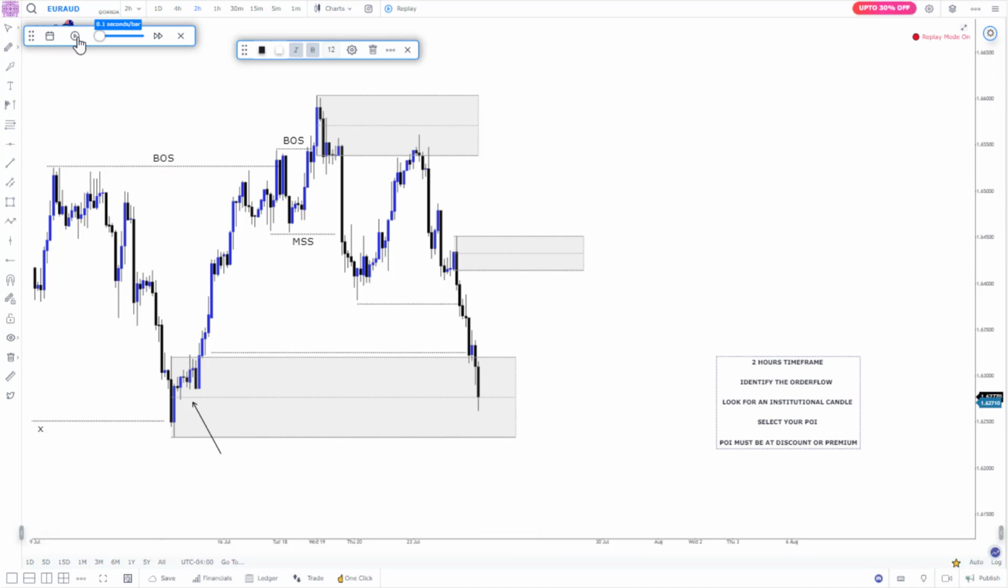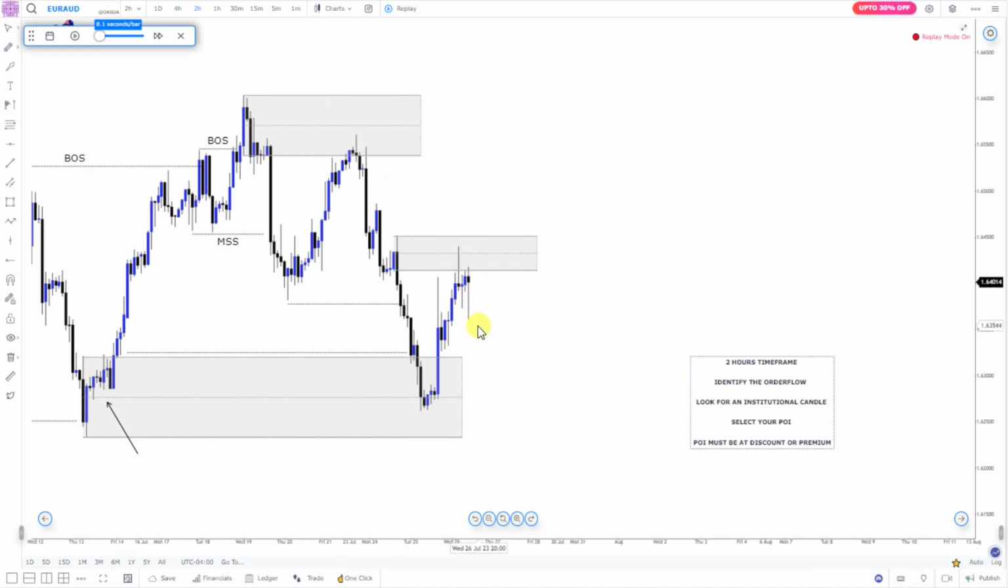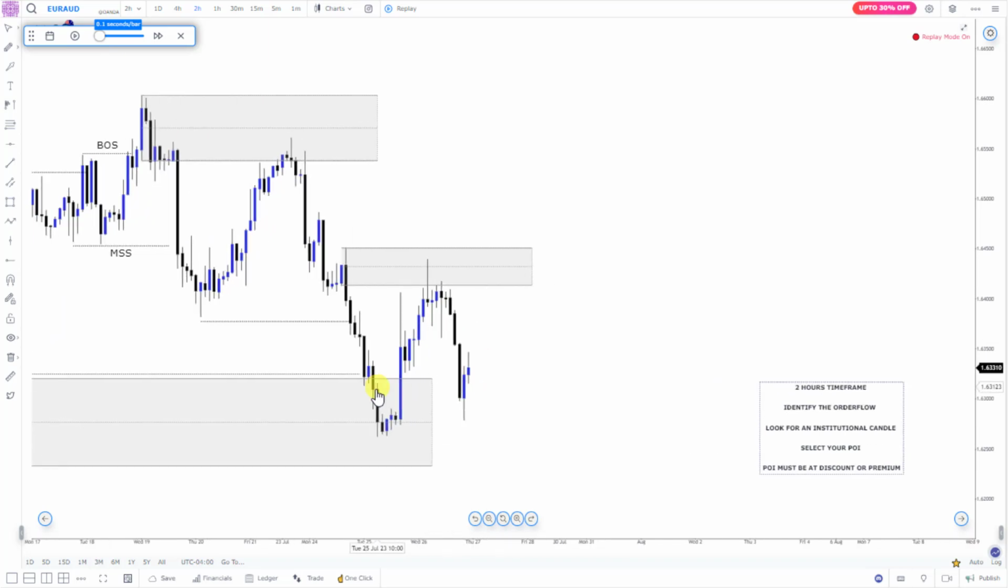Now playing price forward, what do we actually see? Price pushes to the upside. It didn't actually get into the zone, and now you see it taps in a little reaction, and you see price pushing to the downside. So if you're looking for a lower time frame confirmation, you got a very good one, because over here we see an internal break of structure.